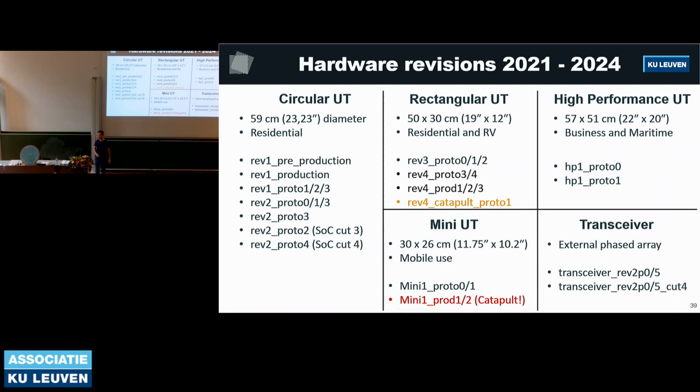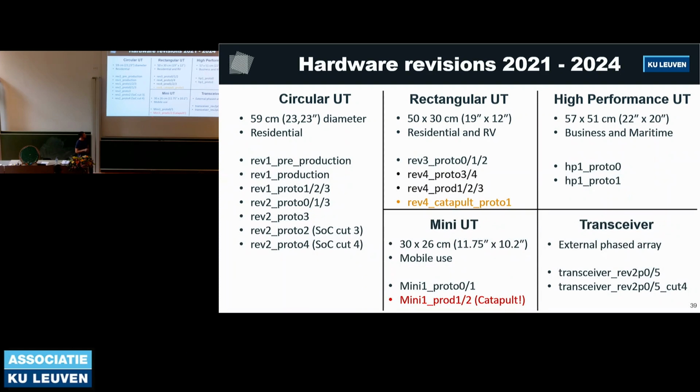So we started with a circular user terminal. That's the one that's here on the desk as well. It was relatively big. And we moved on to a rectangular user terminal, which was smaller. There's also a larger rectangular one for high performance, so for business use. Then there are transceivers. There's not a lot of information available about these transceivers, but they might, for example, be used for military applications. And then the latest member of the family, released last week, is the mini terminal. This is a terminal that's only 30 centimeters by 26. So these are getting very small quickly.